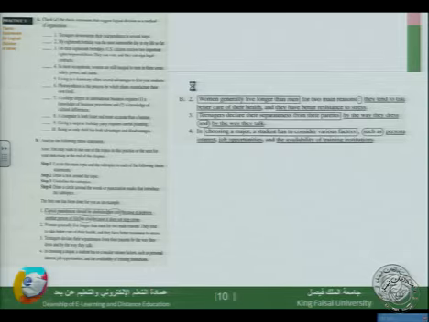هذه ما إلها خطأ. On their 18th birthday, U.S. citizens receive 2 important rights, responsibilities. They can vote and they can sign legal contracts. هذه صحيحة ليه؟ لأنه it's talking about 2 important rights.